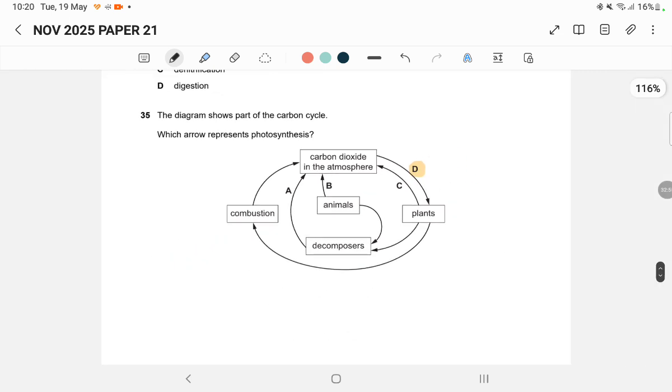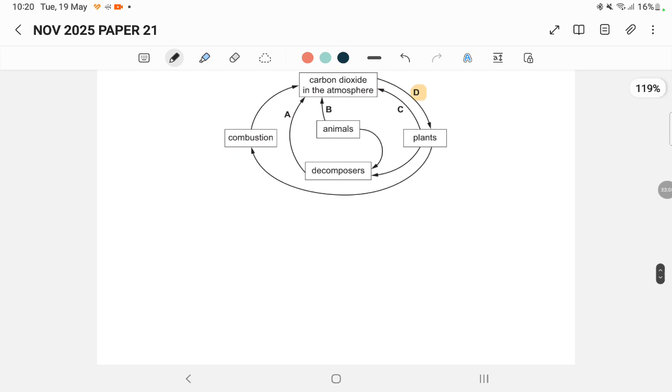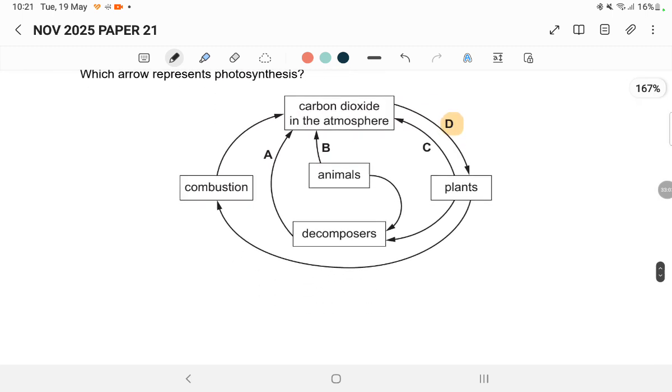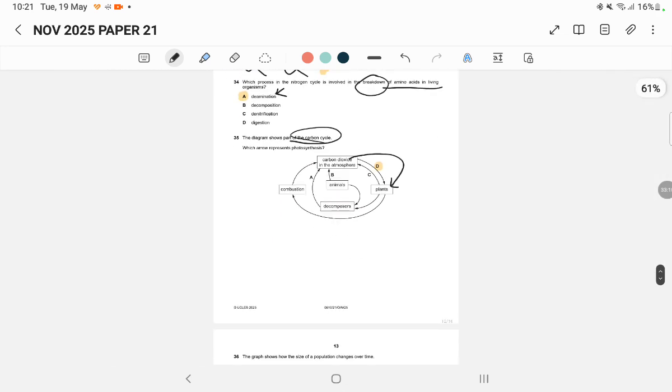Now the next good diagram shows a carbon cycle. It's so easy now. Photosynthesis, of course it is D, because the carbon dioxide, as you can see, is absorbed by the plant for the plant to carry out photosynthesis. So carbon dioxide will be absorbed by the plant to carry out photosynthesis, which is letter D.